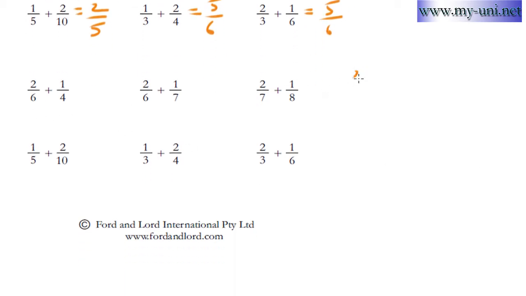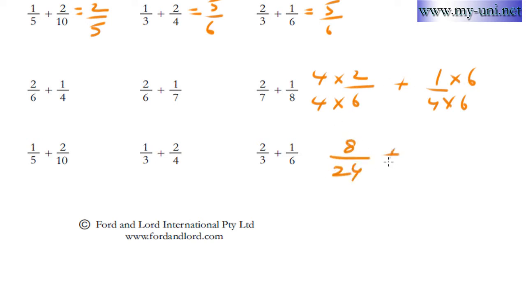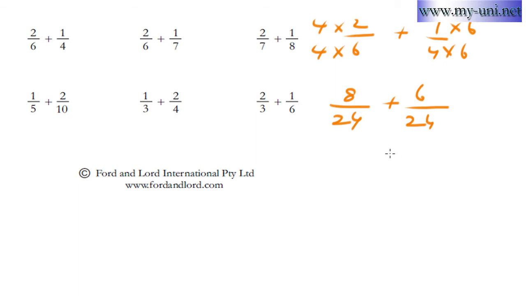2 over 6 plus 1 over 4. 6 multiplied by 4 and 4 multiplied by 6. 2 multiplied by 4 and 1 multiplied by 6. 4 times 2 is 8 and 4 times 6 is 24, plus 1 times 6 is 6 and 4 times 6 is 24. Denominators are same, so 24 once only.